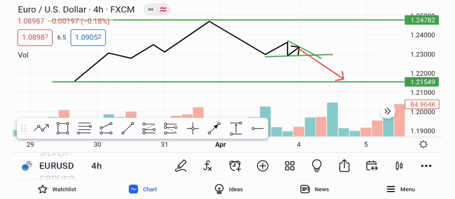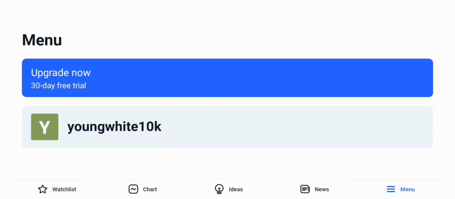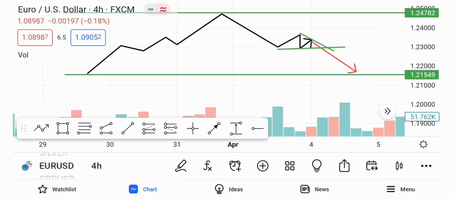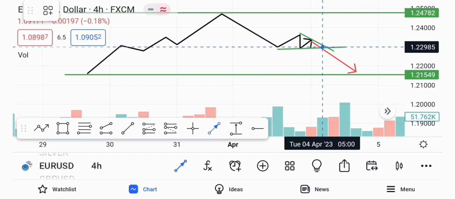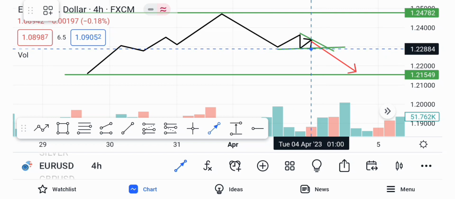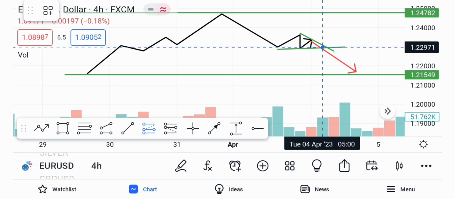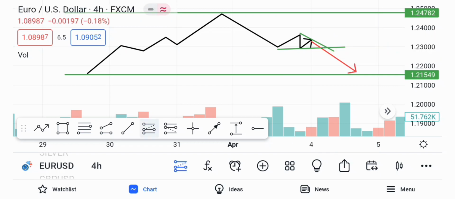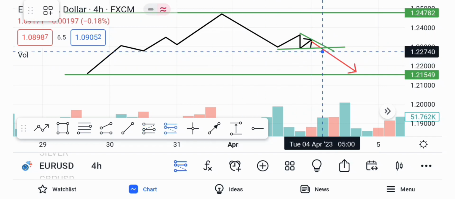This is a descending triangle. In a descending triangle, you can easily identify a profit target, your risk, and those things. But for now, I'm simply teaching you how to trade this simple chart.